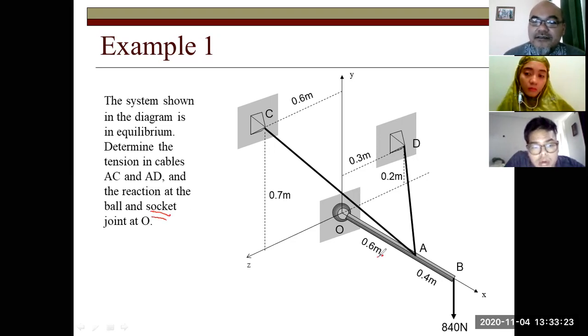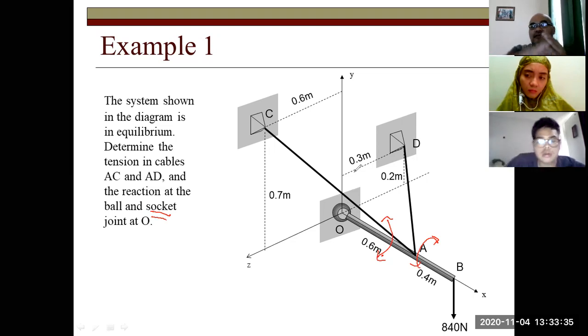It can still rotate about the z-axis. It can still rotate about the x-axis, right? Because this is a socket, like a joystick, as I mentioned. So it can still freely rotate.